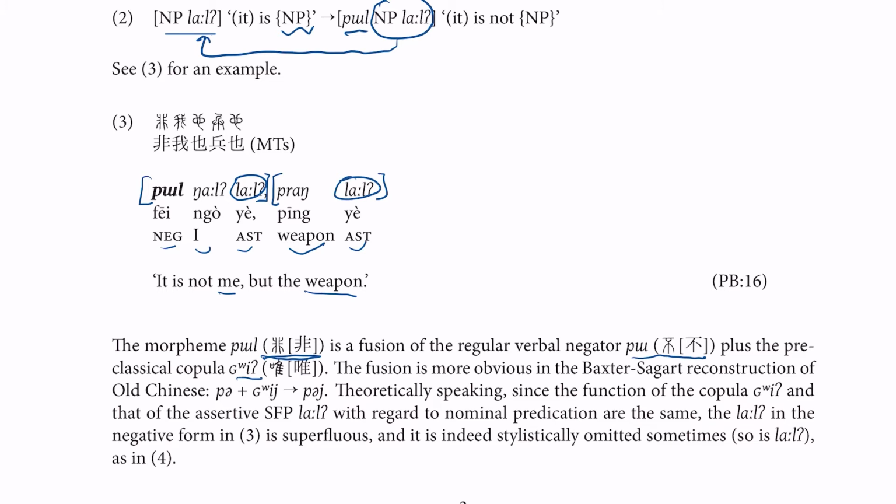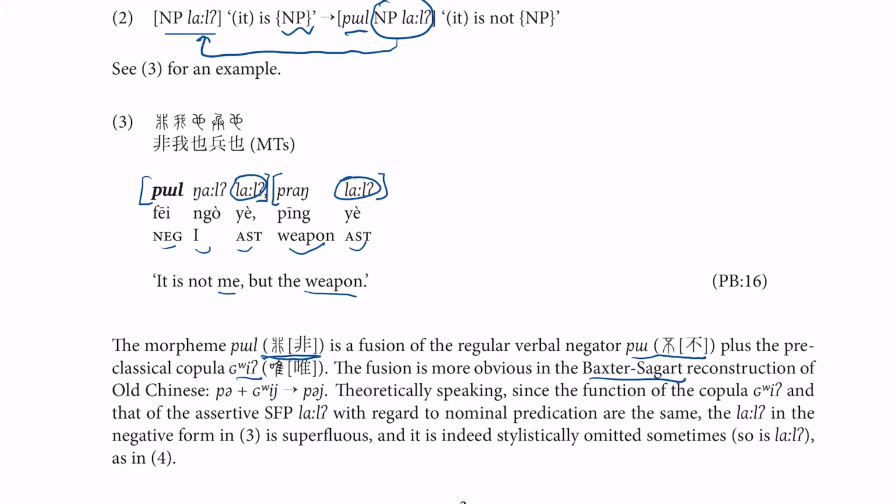So pu plus gui becomes pu, okay? The fusion is actually more obvious in another reconstruction system of Old Chinese, the BS system here, because in that other system, the pronunciations actually do add up in a quite accurate way.